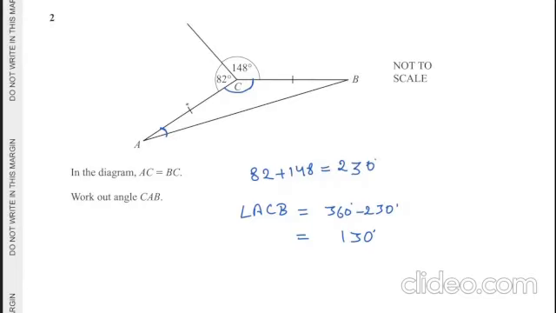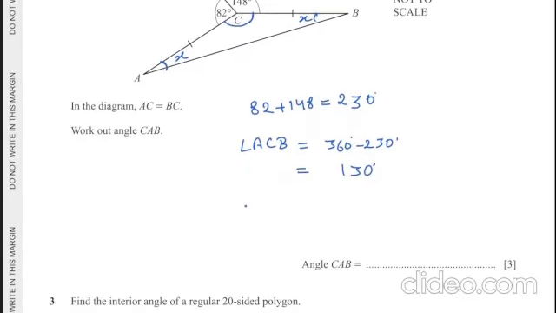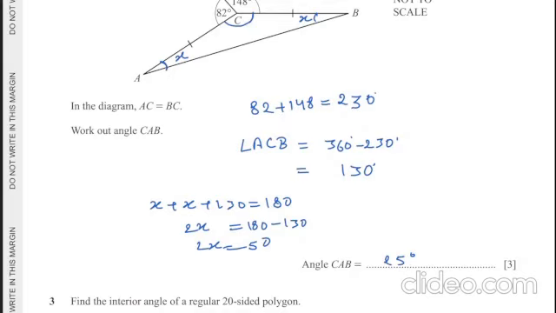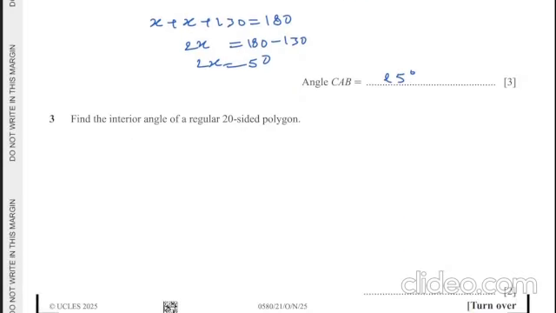Now you can see this ACB is an isosceles triangle, so using the isosceles triangle property, if this angle is x, this will also be x. Angles opposite to equal sides are equal as per the isosceles property. So x plus x plus 130 is going to be equal to 180. 2x is equal to 180 minus 130, which is 50. So if 2x is equal to 50 and x is obviously the CAB angle, so x will be equal to 25 degrees. Okay. Next, third question.